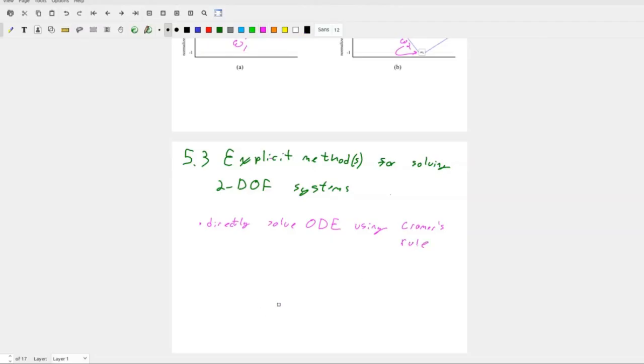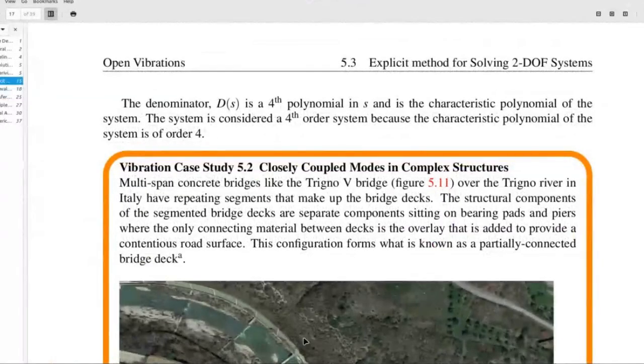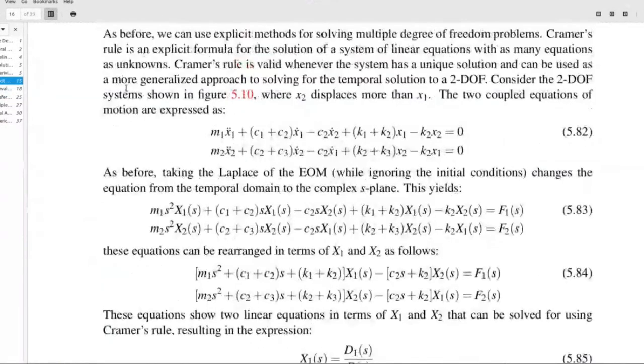Did you guys go over that in your ODE class? Who remembers Kramer's rule? Who remembers the word? Who thinks they've heard of Kramer's rule before? Okay, so most people. We're not going to do it here, right?